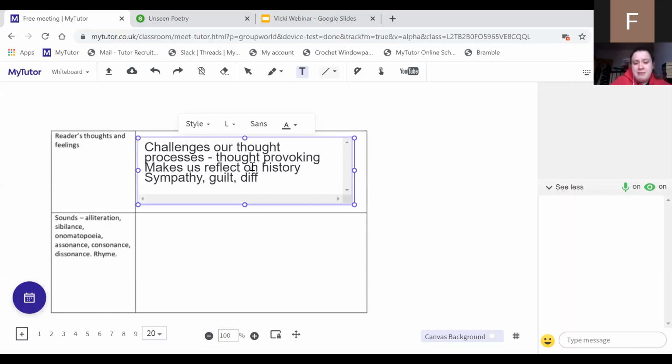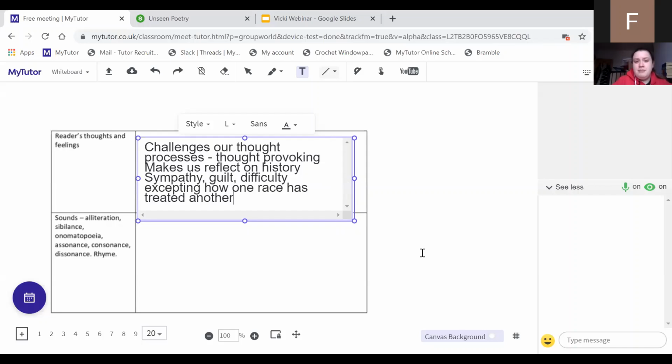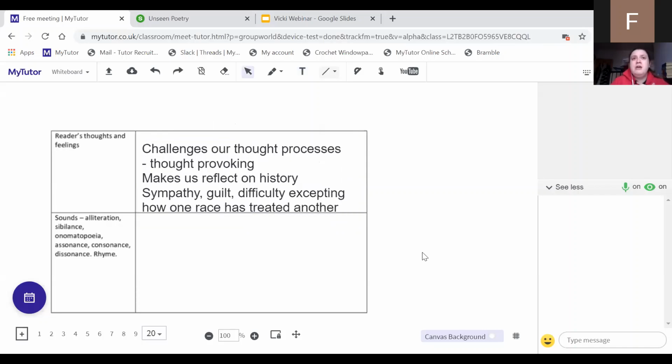difficulty, maybe for some people, difficulty accepting how one race has treated another, in the sense of feeling terrible that English people have treated people who have mixed race in the past terribly, and that being quite a difficult thing to accept, that somebody would do that. So not difficulty accepting in the way that it happened, but accepting that that was okay at a time, and that was really difficult. Yeah, incredibly patriotic, yeah, lovely.